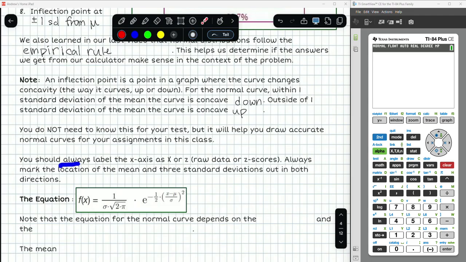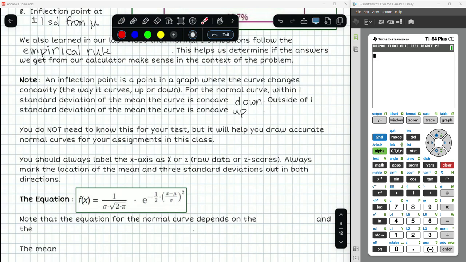Important note, you should always label the x-axis as x or z. Tell me, did you plot raw data or z-scores? You should always mark the mean and 3 standard deviations out, and label those hash marks with the appropriate numbers.